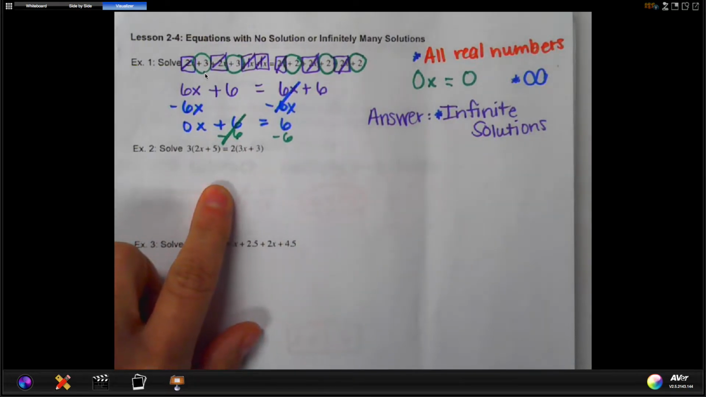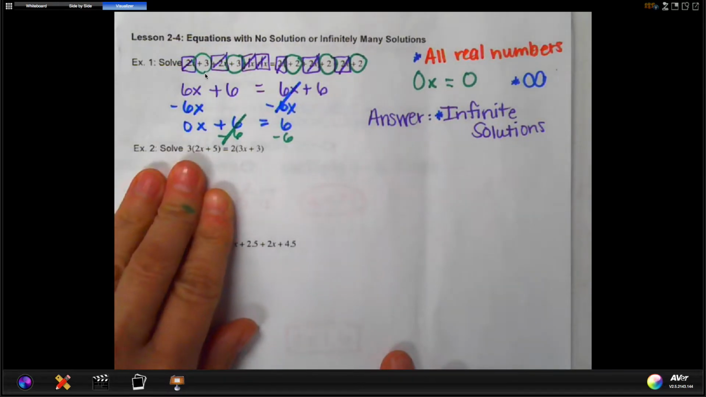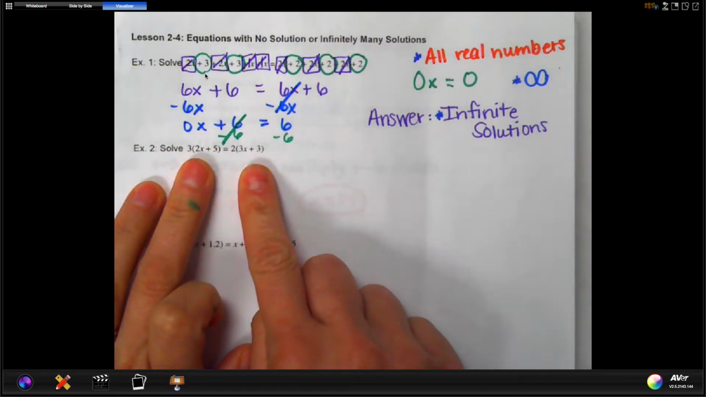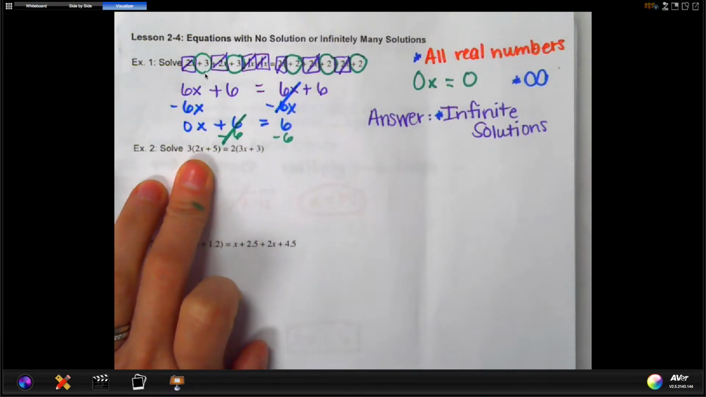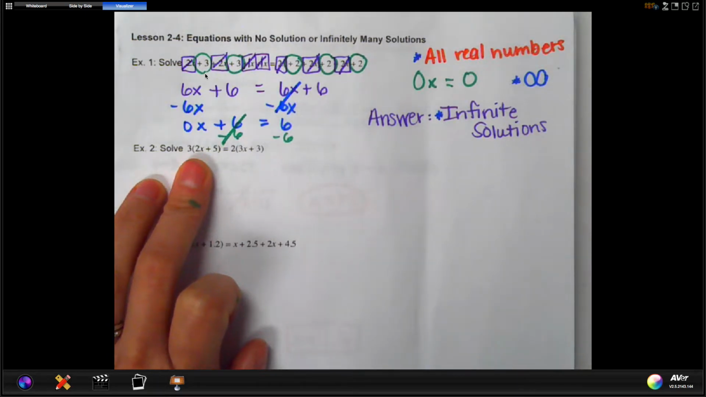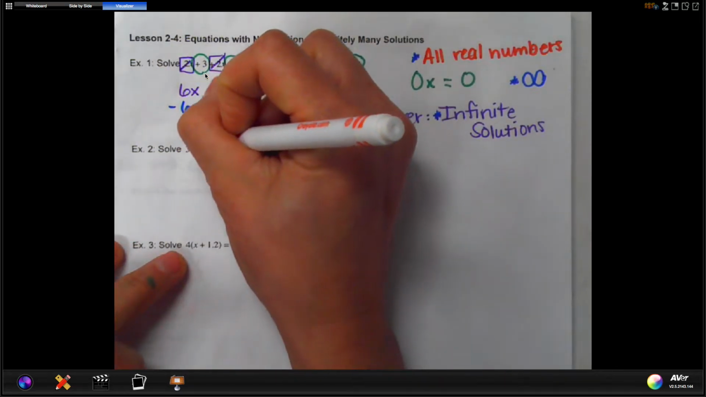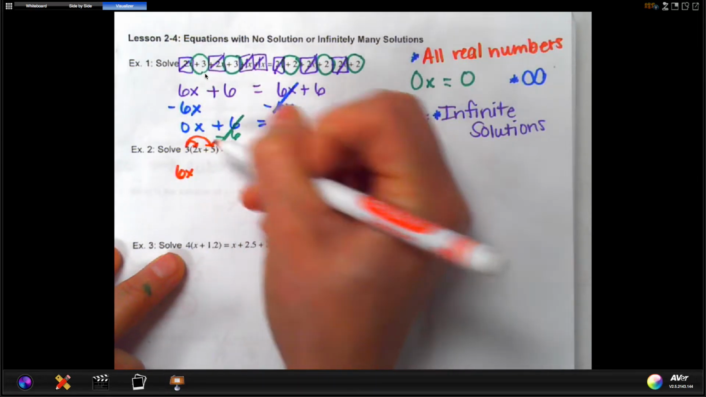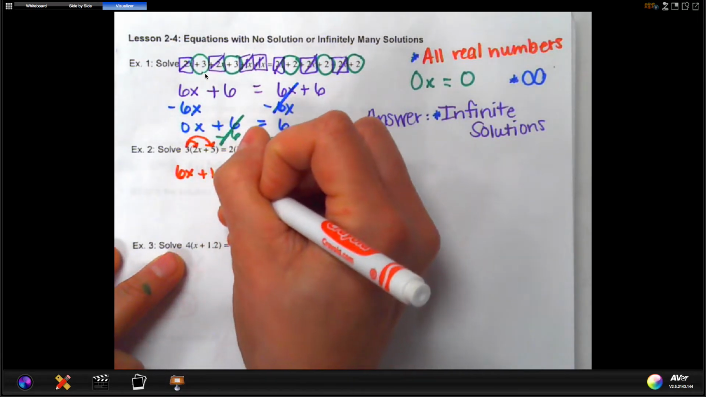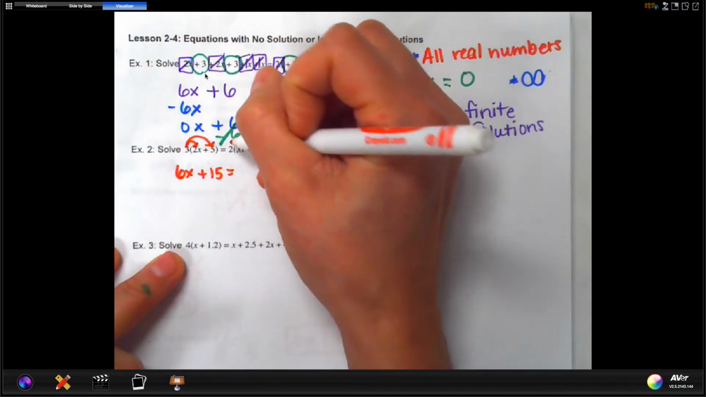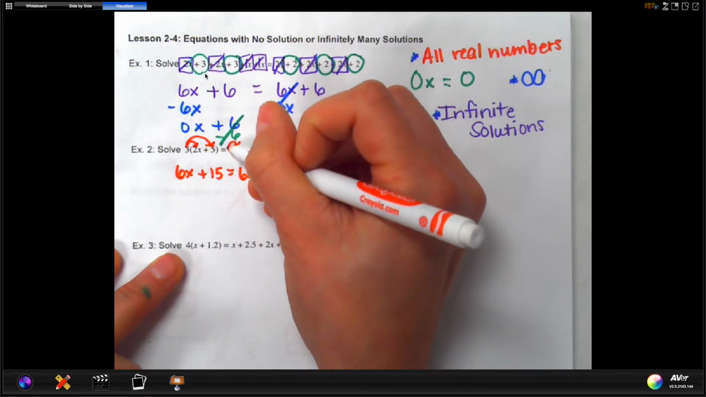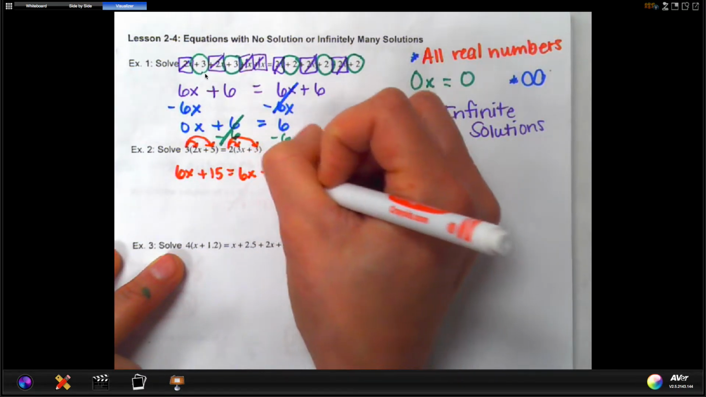So example 2, let's start with what we learned yesterday, and that is that no matter what side of the equation you're on, if you've got parentheses, you need to distribute and get rid of those first. So we're going to do that first. All right, we'll do 3 times 2x is 6x. And then 3 times 5, positive 5, is going to be positive 15. Now on this side, we're going to do 2 times 3x is again 6x. And 2 times 3 is positive 6.